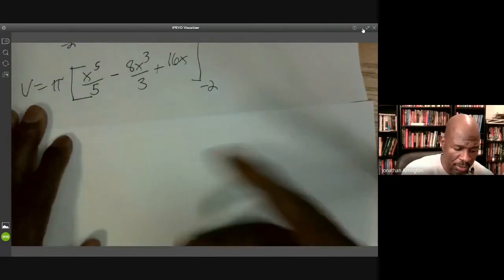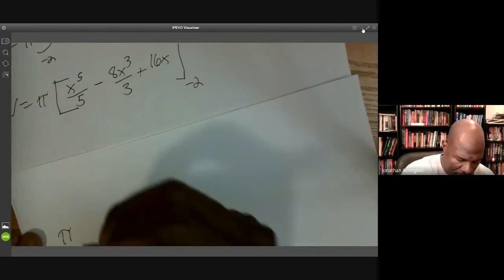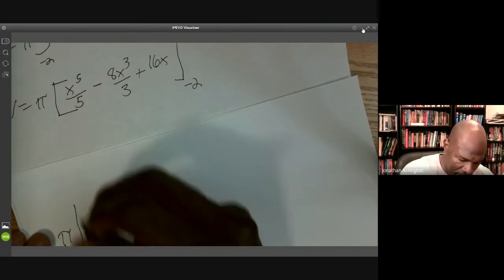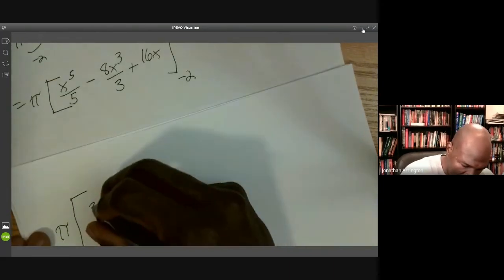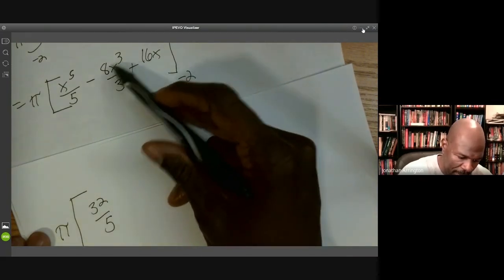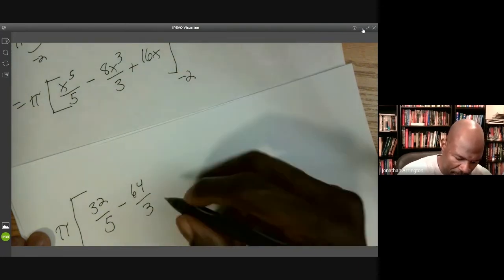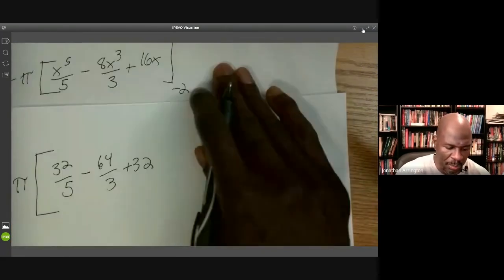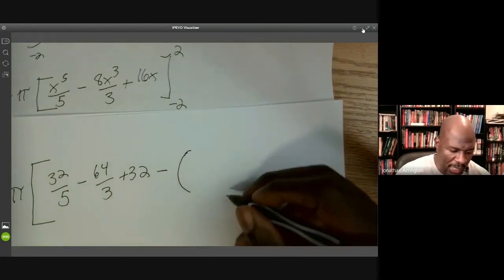I'm going to put the function here so I can see it. All right, so when I plug in 2, 2 to the 5th is 32. And there's a pi here. So that's going to be 32 over 5. 2 cubed is 8 times 8 is 64, minus 64 over 3, and 2 times 16 is 32, plus 32. All right, that's what I get for plugging in +2. Minus, now I'm going to plug in -2.